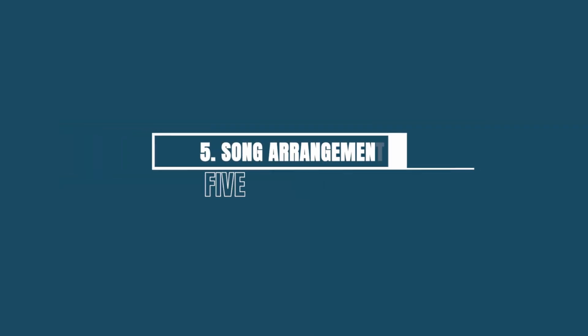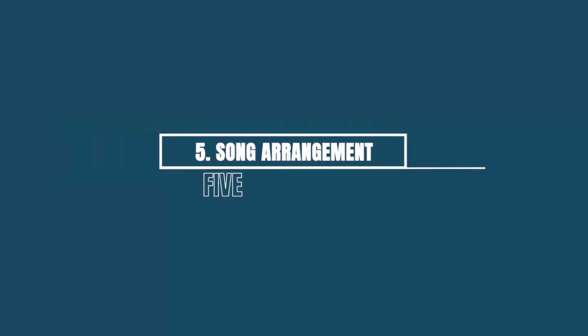So the last of the 5 points, point number 5, is song arrangement. When I started writing songs, I used to listen a lot to R&B songs. With R&B songs, the structure is verse, pre-chorus, and then chorus, and then second verse, pre-chorus, chorus, and then bridge, and then chorus. So that is the structure of an R&B song. I used that structure a lot to write the songs that I started writing with.